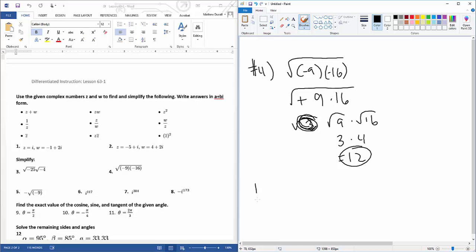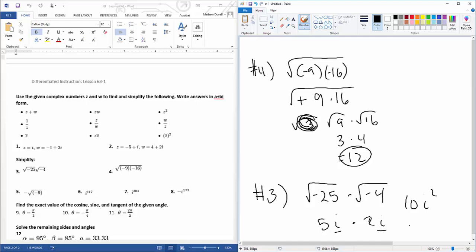Now as opposed to like number 3, those are already broken apart, already inside the radical. So that's going to give me the square root of -25 times the square root of -4. That's going to be 5i times 2i. And so I'm going to get 10i squared, which is -10.